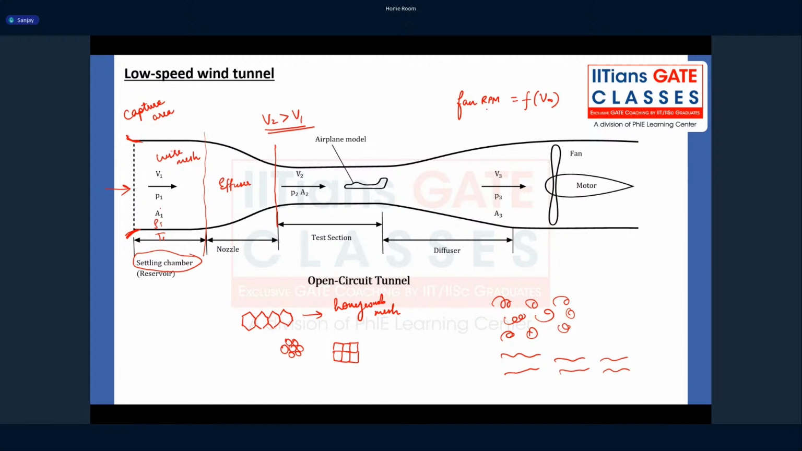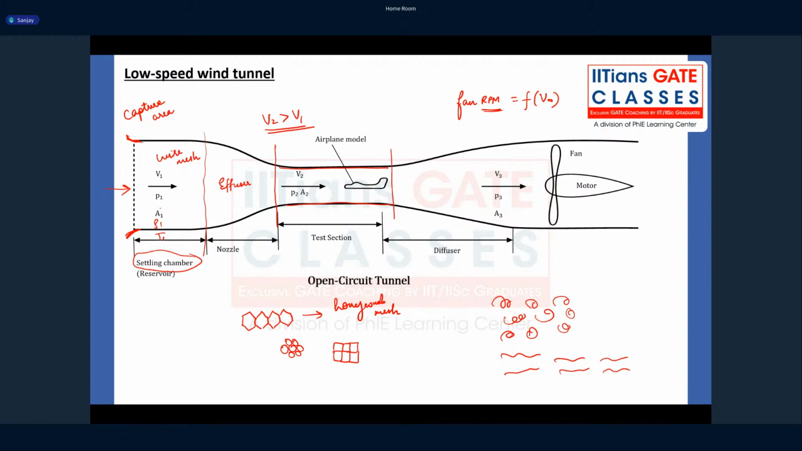Okay, so you would have fixed the fan RPM, right? So that fan RPM or the fan will create equivalent pressure difference, and that will be converted to the appropriate velocity in the test section. Then you have this constant area duct called as test section. It is the most important part of the tunnel. This is the part where you place your models or you mount your models.